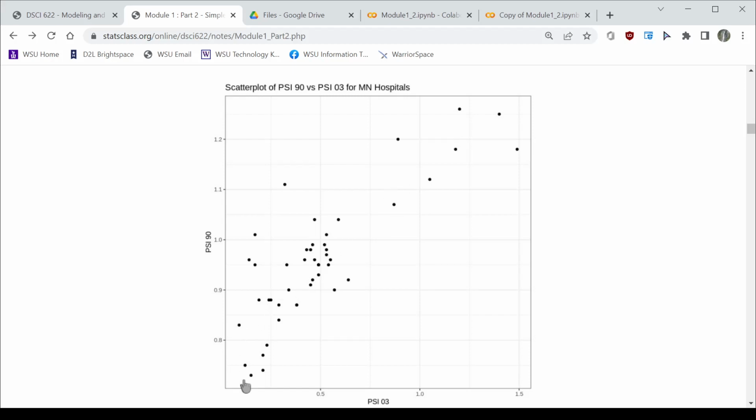I want to be down here in this lower left corner, because this is where the patient safety composite measure is low, and also the pressure ulcer rate is low. Hospitals up here have a high pressure ulcer rate, and they also have a high composite score for patient safety. And that's bad to be up here in the high end there.